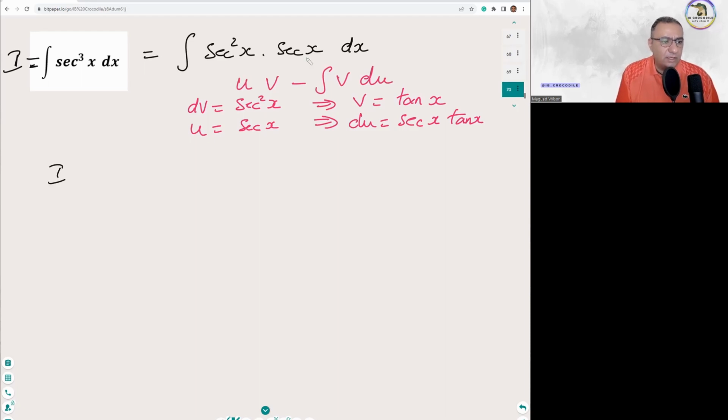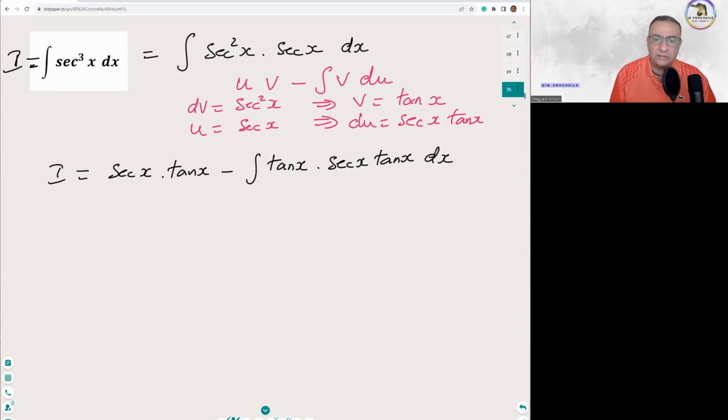So now I'm going to apply integration by parts. So u is basically sec x, and v is tan x, minus the integration of v du. I call it "v du" just to remember. So v is tan x, okay, and then du is going to be sec x tan x. And of course, I should add dx there.